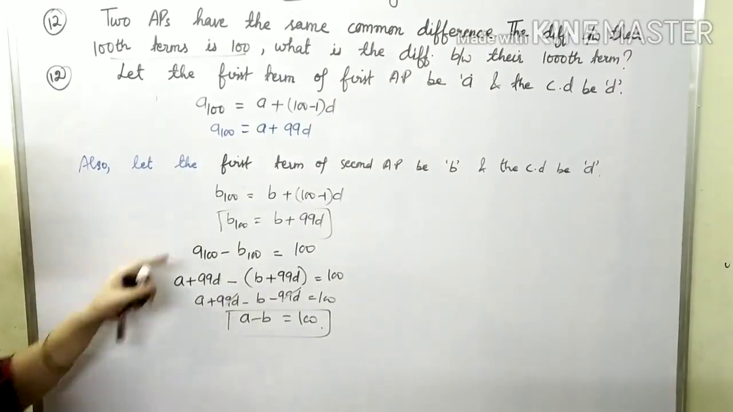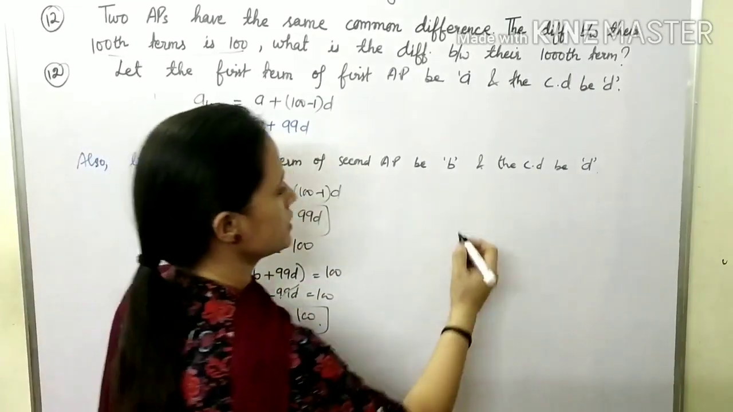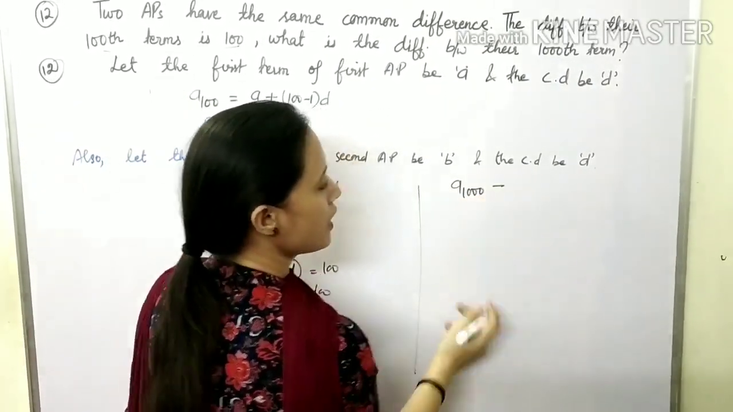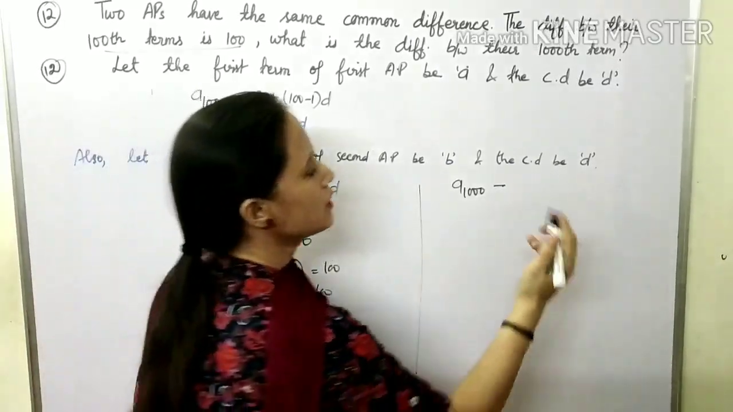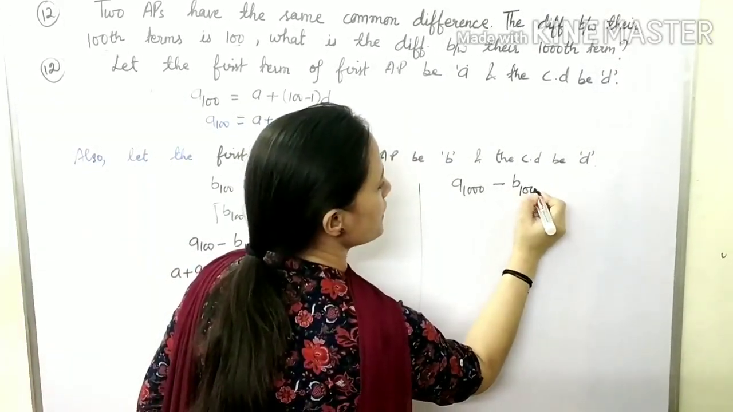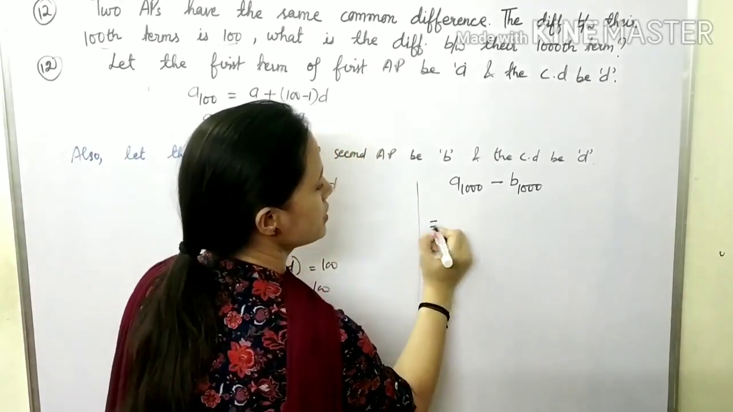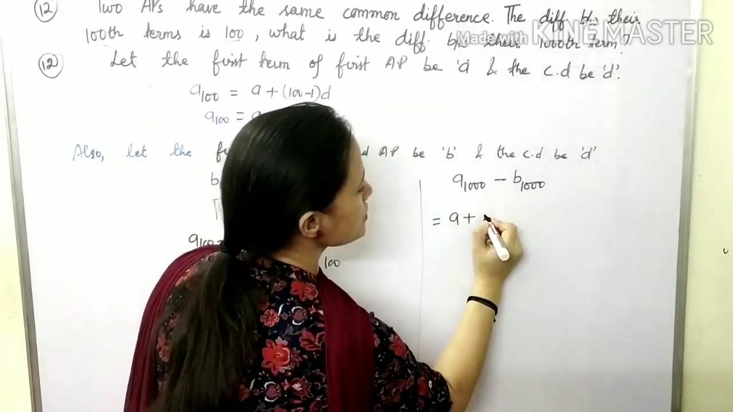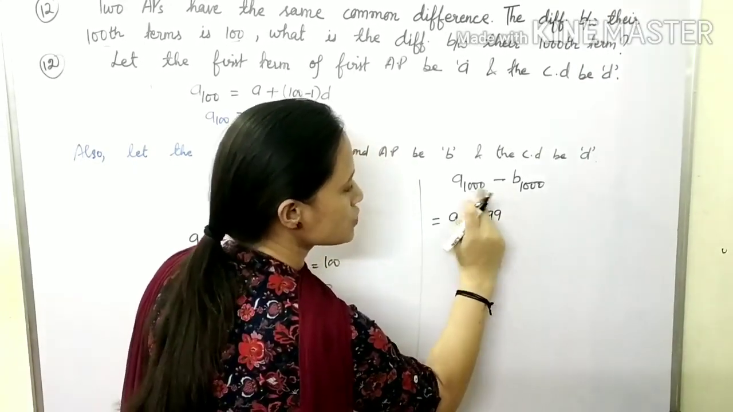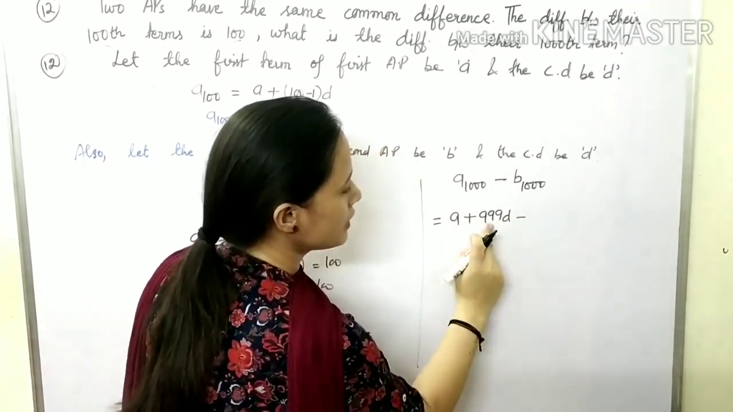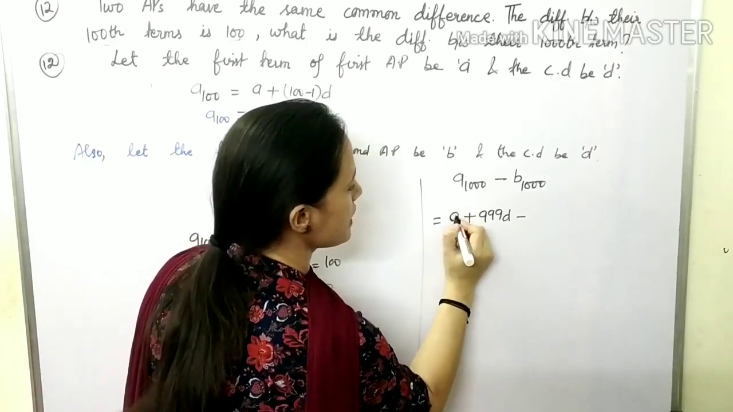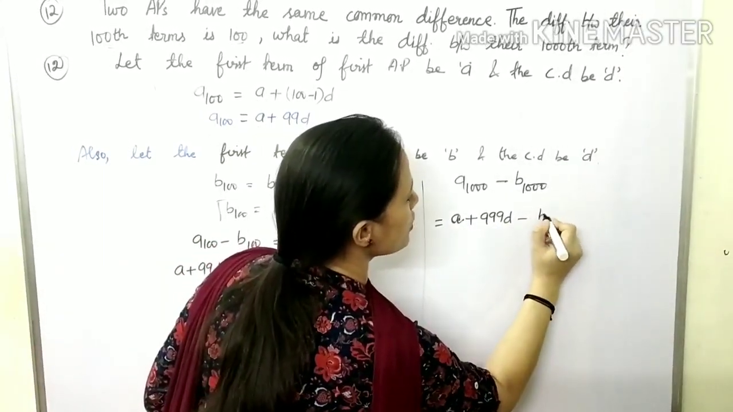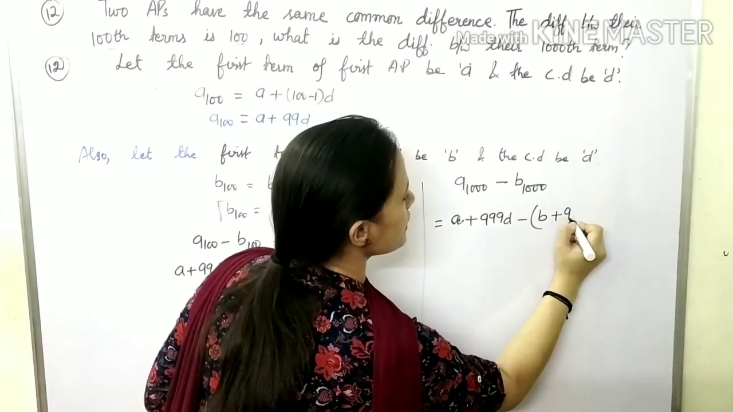Now we have to find the difference between their 1000th term. So we'll write A1000 and B1000 will be the 1000th term of the second AP. This we need to find. So we'll just substitute the value. That is the formula, A plus n minus 1. This is going to give us 1000 minus 1. I'm directly writing over here, A plus 999D. And this is going to give me B plus 999D.